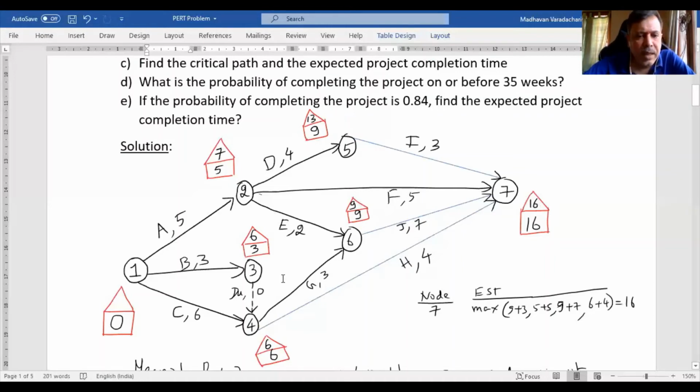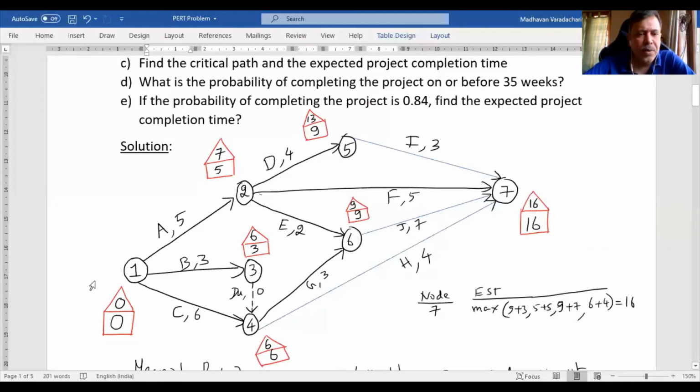Now, what is the node prior to node 2? Sorry, it is node 1. So how many back arrows? There are 3 back arrows. One is from 2, one is from 3, one is from 4. If it is from 2, it is 7 minus 2, it is 5. If it is from 3, it is 6 minus 3, it is 3. If it is from 4, it is 6 minus 6, 0. Among all these, the least is 0. So we have to fill up with 0.